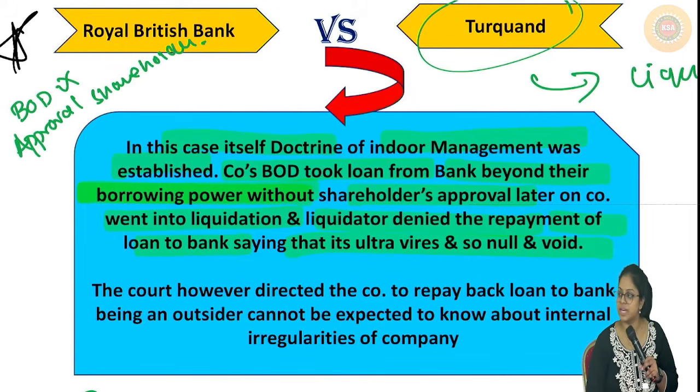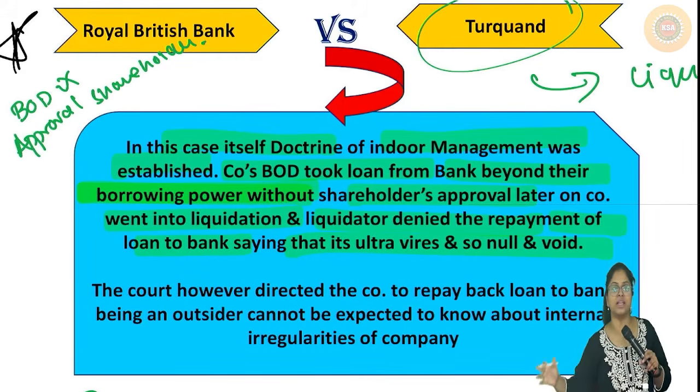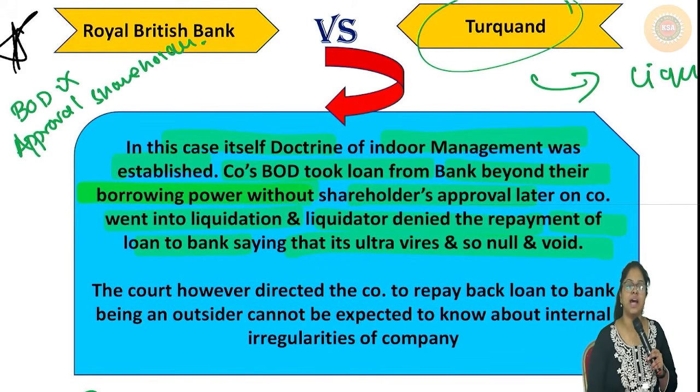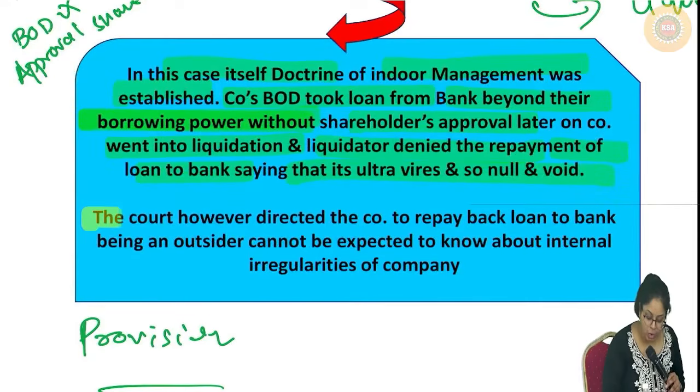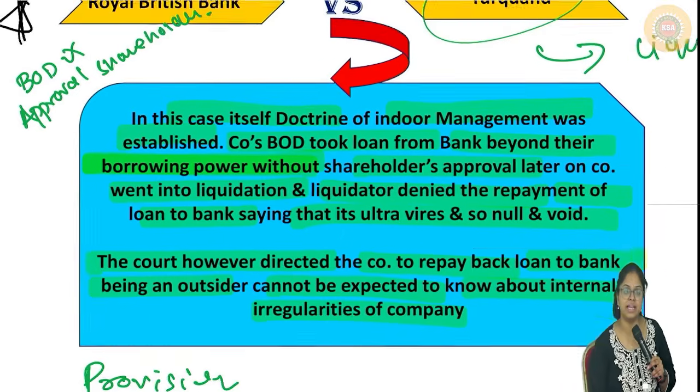Are you able to understand what Turkant said to the bank, Royal British Bank? He said, you have entered into a contract. That contract itself is null and void. For that, the court, however, directed the company to repay the loan to the Royal British Bank. Being an outsider, they cannot be expected to know about the internal irregularities.